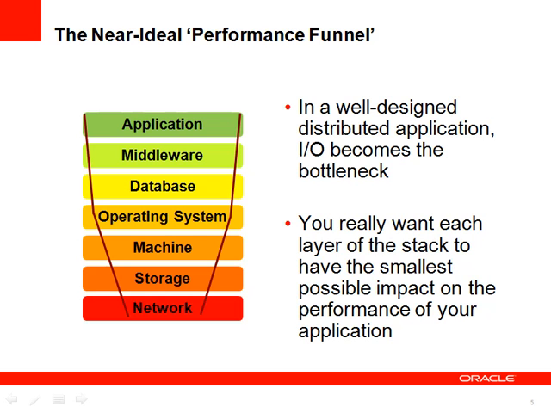The ideal performance funnel is one that is not a funnel. It's more like a pipe, but this is not reality. At every layer of the stack, there's a loss of performance, and the task of performance tuning is to minimize the impact that each layer has. Applications that are well designed and built typically bottleneck with I/O, and this is really where you want to be. This means that you've minimized the impact of the other layers of the stack and gotten to a physical limit, not a logical one.